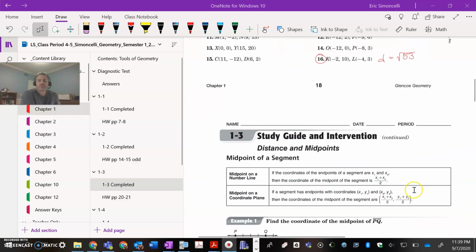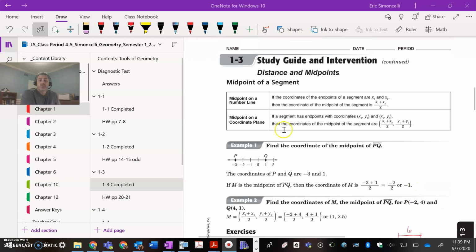The next page, you can see here the midpoint of a segment. Midpoint on a number line. If the coordinates of the endpoints of a segment are x sub 1 and x sub 2, then the coordinate of the midpoint of the segment is x sub 1 plus x sub 2 over 2. So we're going to be taking a look at midpoints, not just algebraically, but also graphically.